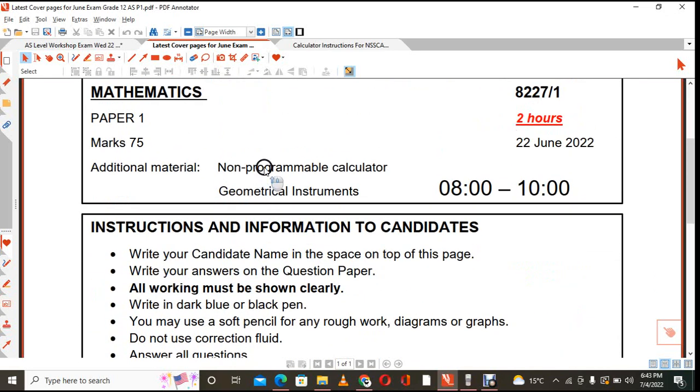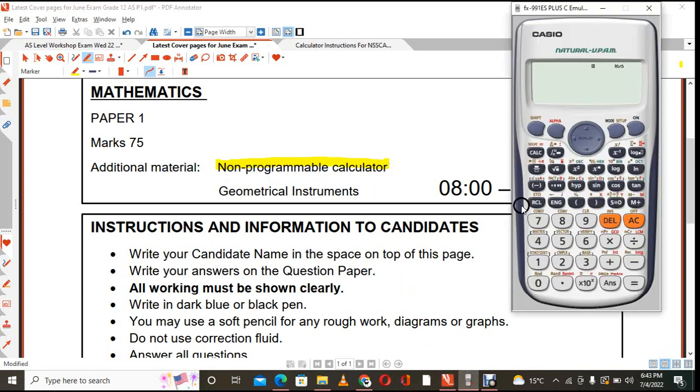Now, I want to focus on this non-programmable calculator that you have here. And you will see in the emulator that I'm using, I'm using a calculator, this 991ES Plus. It's an emulator that I'm using. So this calculator has got some functions in there, symbolic functions for integration and for differentiation. All right. So if you were to integrate something, for example, or differentiate something, you can use this calculator. So it's not allowed because it has some of that function. One of the reasons that this calculator is also not allowed is because students are not showing their working.